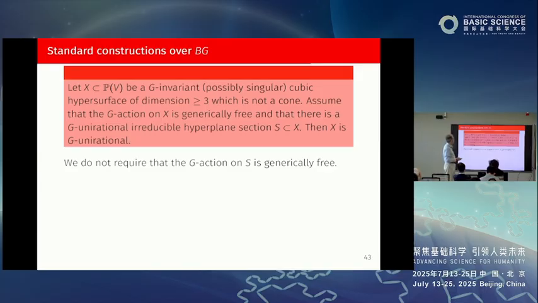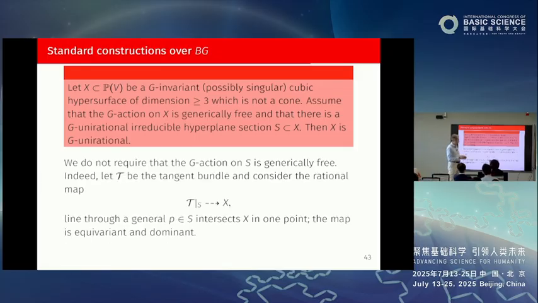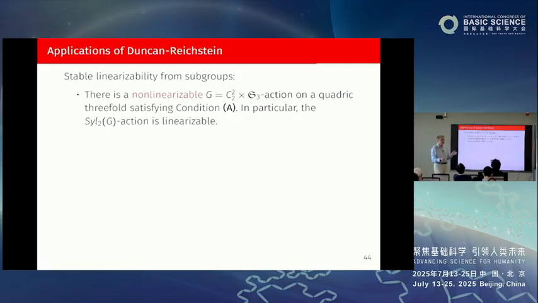you have the same thing, that you can prove unirationality for X by moving from this hyperplane section. So again, you're not requiring that the action on that divisor is generically free. And so how do we do it? Well, you can look at the tangent bundle and get a rational map from the total space of the tangent bundle. So these are sort of alternative ways of proving rationality, unirationality, and so on and so on.